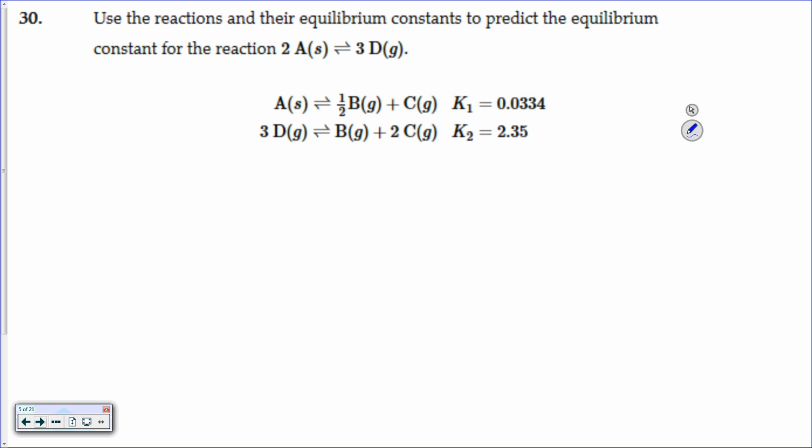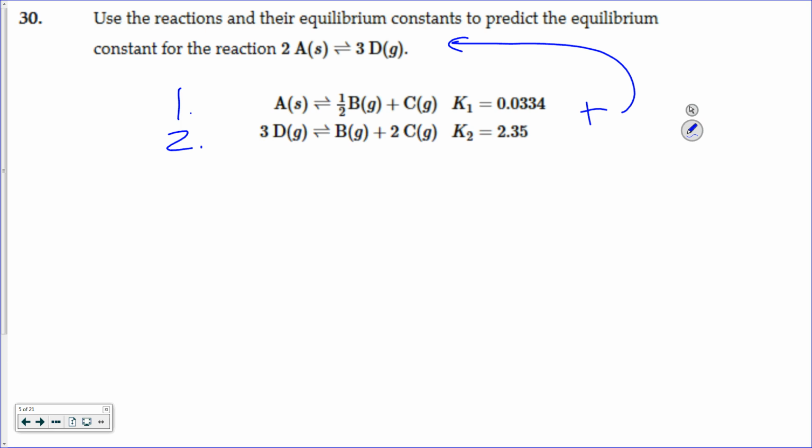Problem number 30 says use the reactions and their equilibrium constants to predict the equilibrium constant for another reaction. So I've got 2A yields 3D. And I've got these 2 reactions that are given, and I've got to figure out somehow to put those 2 things together so that the combination of these, once added together, yields this one. Okay, so this one is going to be called K1. This one would be K2.